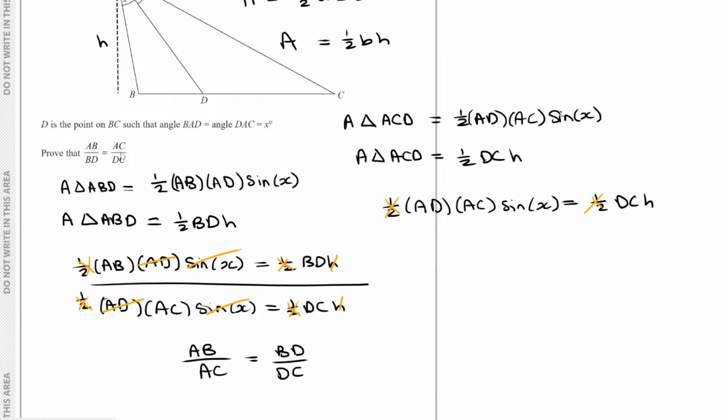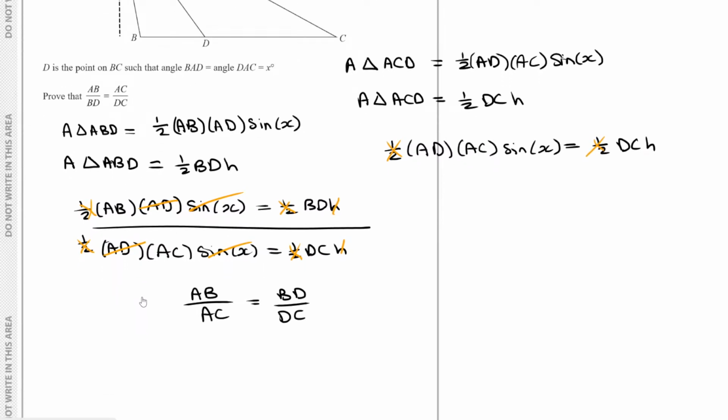Now just check what they've got. They've got it in a different order, so just rearrange it. So you basically need to just swap the AC and the BD, isn't it? So divide by BD times by AC, you'd end up with what they have. That's one way of doing it.